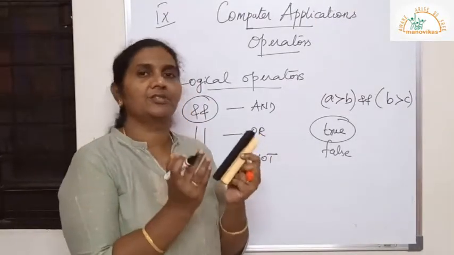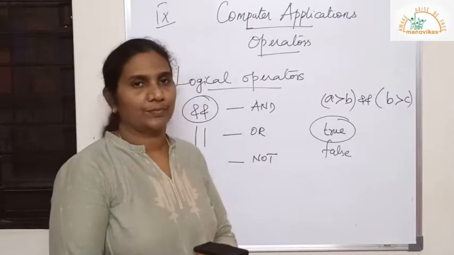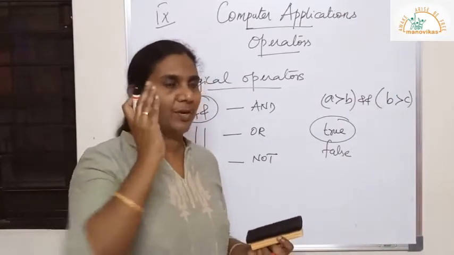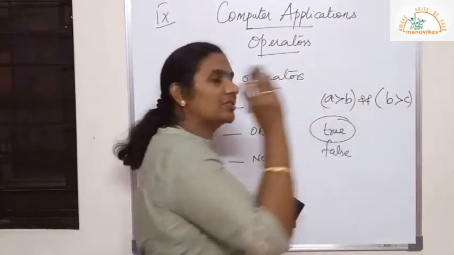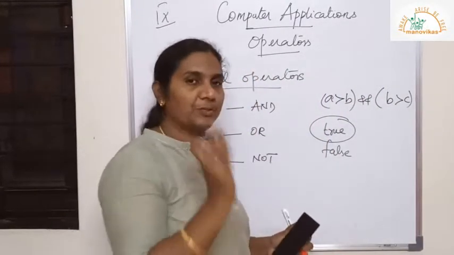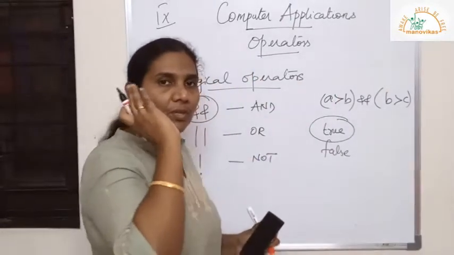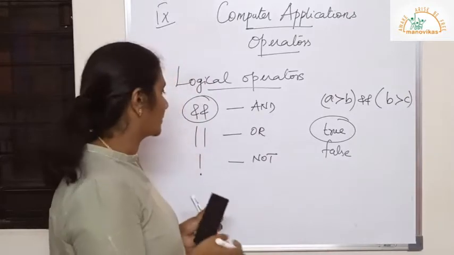So both the conditions should be true. AND means both the conditions should be true. Like if you recollect what you have done in your Boolean algebra, you will be able to understand better. If the result of both the expressions is true, your output will be true. If any one of them is false, or if both are false, your output will be false.